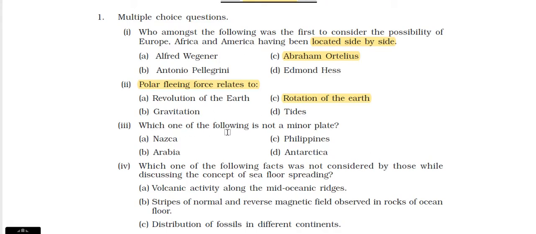Third, which one of the following is not a minor plate? We know that the options are Nazca, Arabia, Philippines, and Antarctica. So Nazca, Arabia, and Philippines are the minor plates, and Antarctica is one of the 7 major plates, like Pacific plates, African plates, Eurasian plates. So Antarctica is also one of the major plates. So the correct answer will be D, Antarctica.